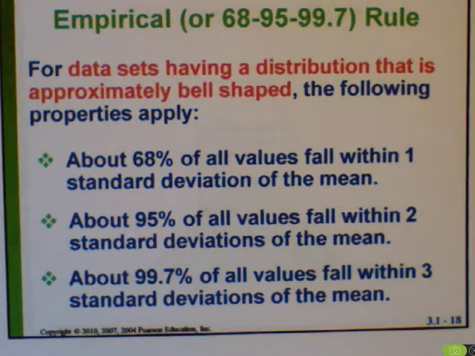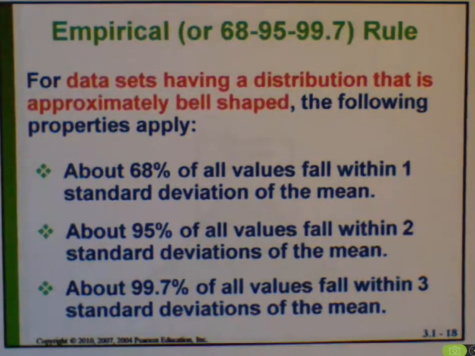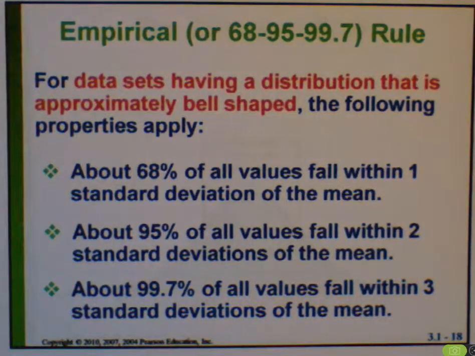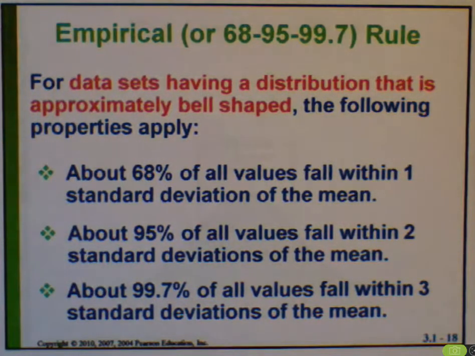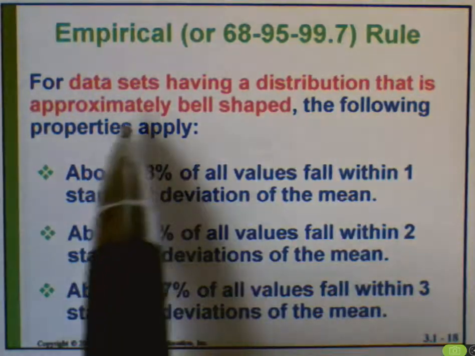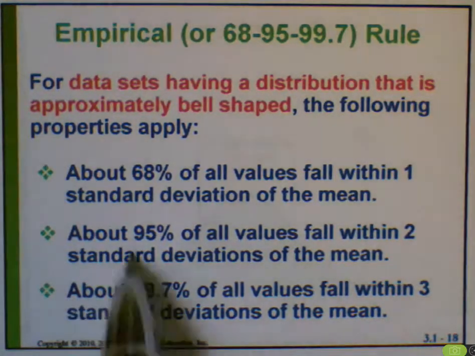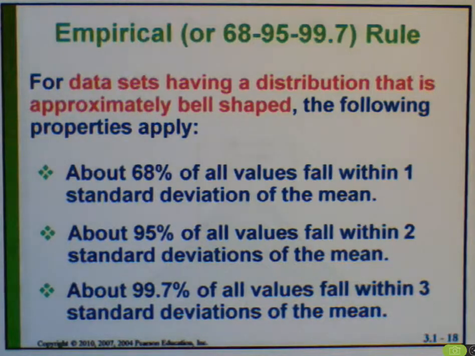The second rule for interpreting standard deviation is the empirical rule, also known as the 68, 95, 99.7 rule. But it can only be used when you have approximately bell-shaped data or normally distributed data. If you're not told that your population is normally distributed, you cannot use the empirical rule. If, however, you do know that it's approximately bell-shaped, then these 3 guidelines apply.